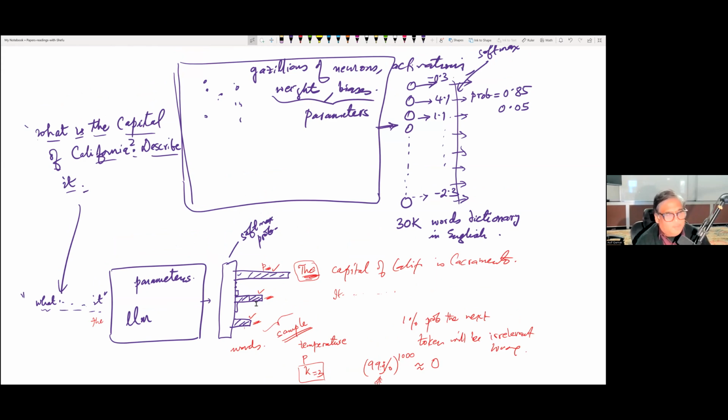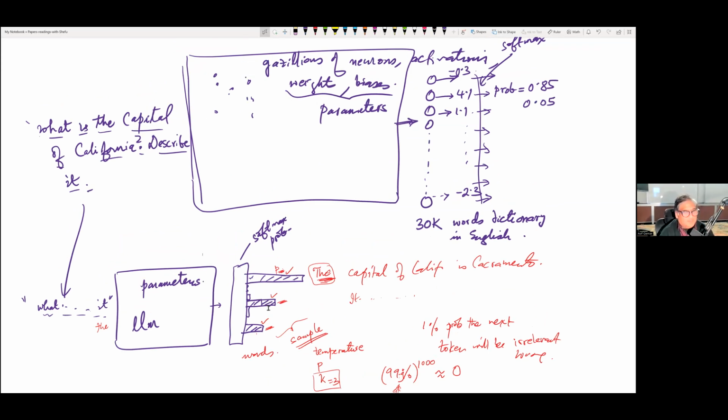Oh my goodness, I'll quickly repeat that. When you put a sentence through a large language model, you ask it a question. Imagine you're sitting in front of Bard or Claude or ChatGPT, or if you have downloaded the latest open source model, Zephyr or Mistral or Llama 2 or whatever it is, and you're asking this question, what is the capital of California? Describe it. What happens is that text goes into this big machine with these gazillions of parameters, its weights and biases and neurons and activations.